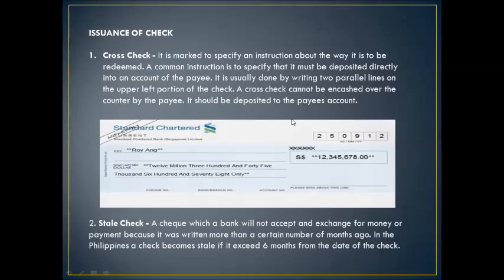So basically, this will be the example of a cross check. So how does the bank know if it is a cross check? So kapag meron silang nakitang two parallel lines dito, ito yung sinasabi niyang two parallel lines on the upper left portion of the check. Kapag meron two parallel lines na ganito, it simply means that cross check siya. So it simply means as well na you as the payee, yung makaka-receive ng pera, hindi mo siya pwedeng i-encash over the counter. So hindi mo agad pwedeng makuha yung mga pera kapag cross-check siya.